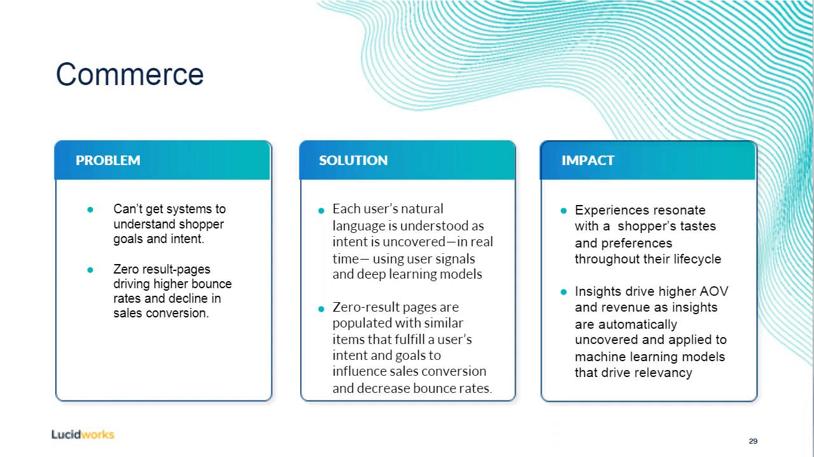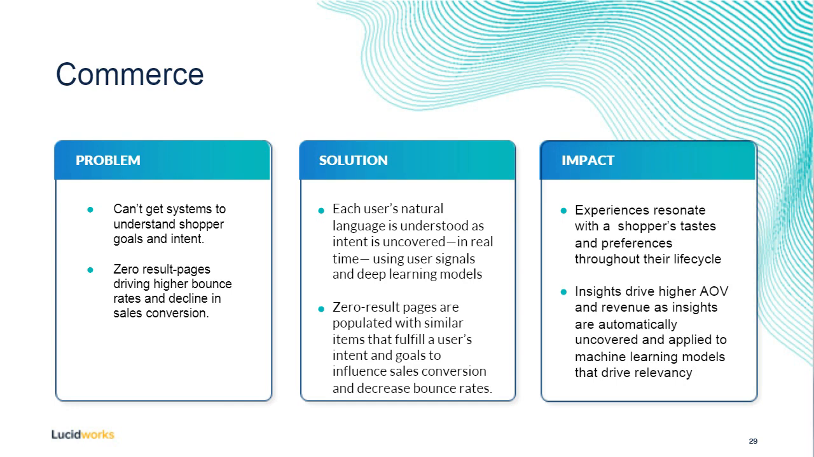Some of the problems that you face with existing systems, like the earlier versions of Fusion, is because of the lack of signals that you gather. You can't get systems to really understand completely the full shopper intent. The other one is in the area of zero results, and we all know what zero results do. They have a tendency to drive higher bounce rates, which means a decline in sales conversion.